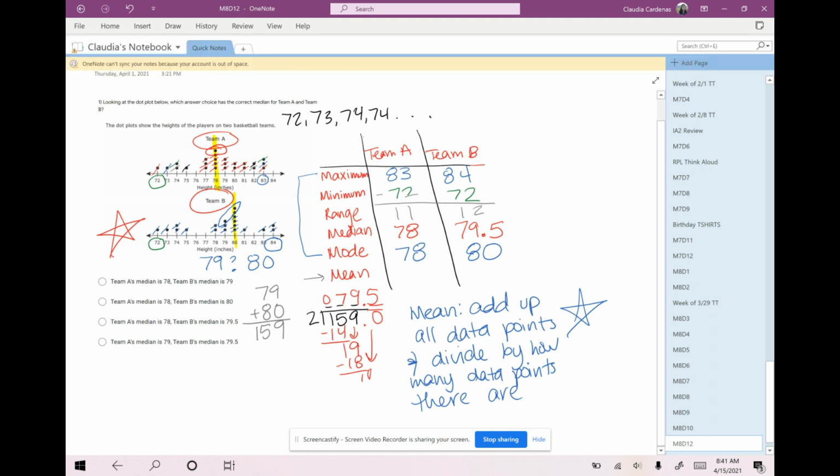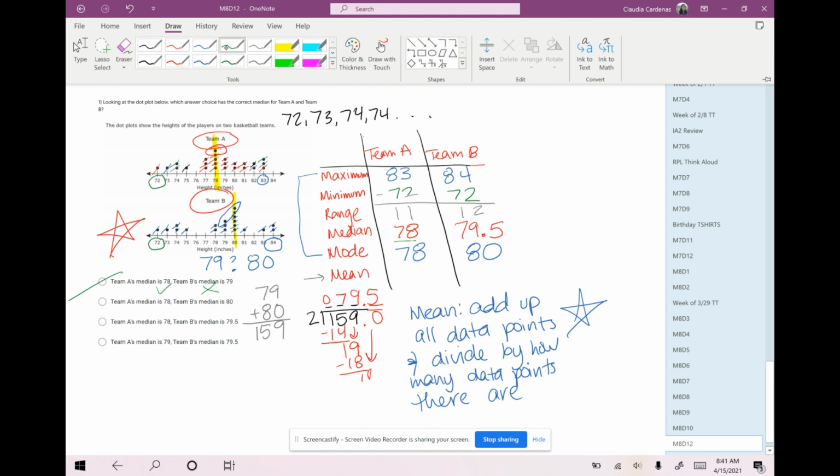And so now we can look at the answer choices. Team A's median is 78. Is that true? So I look about here. Team A's median is 78. That's correct. Team B's median is 79. Is that correct? Nope. So cross it out. That one's not right. Let's look at answer choice B.